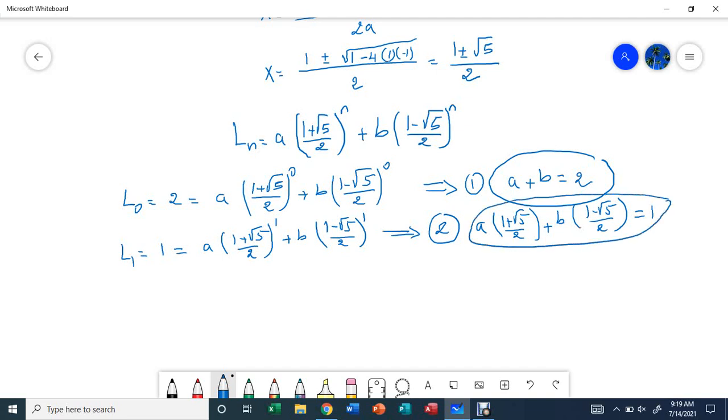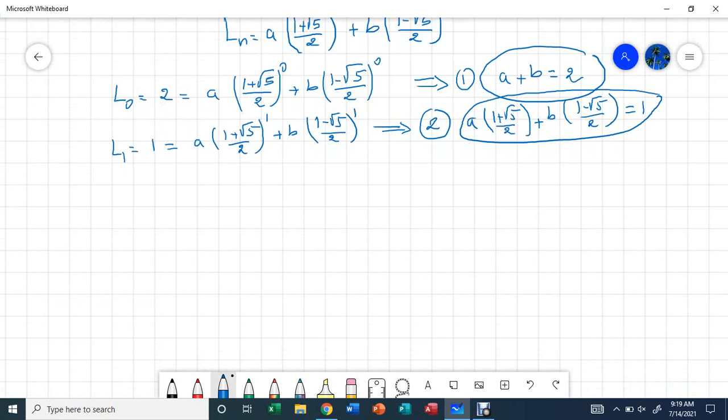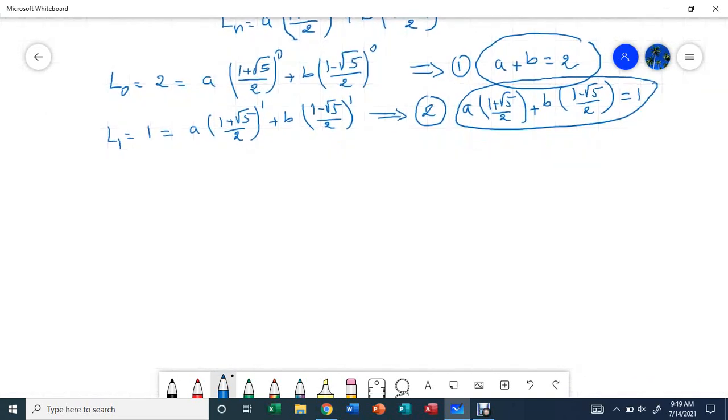Now I have two equations and two variables. I can solve a system of equations using whatever method you are comfortable with. I'm just going to do a substitution here, but you can use elimination, you can use the Gauss-Jordan elimination method, whatever way is easy for you.